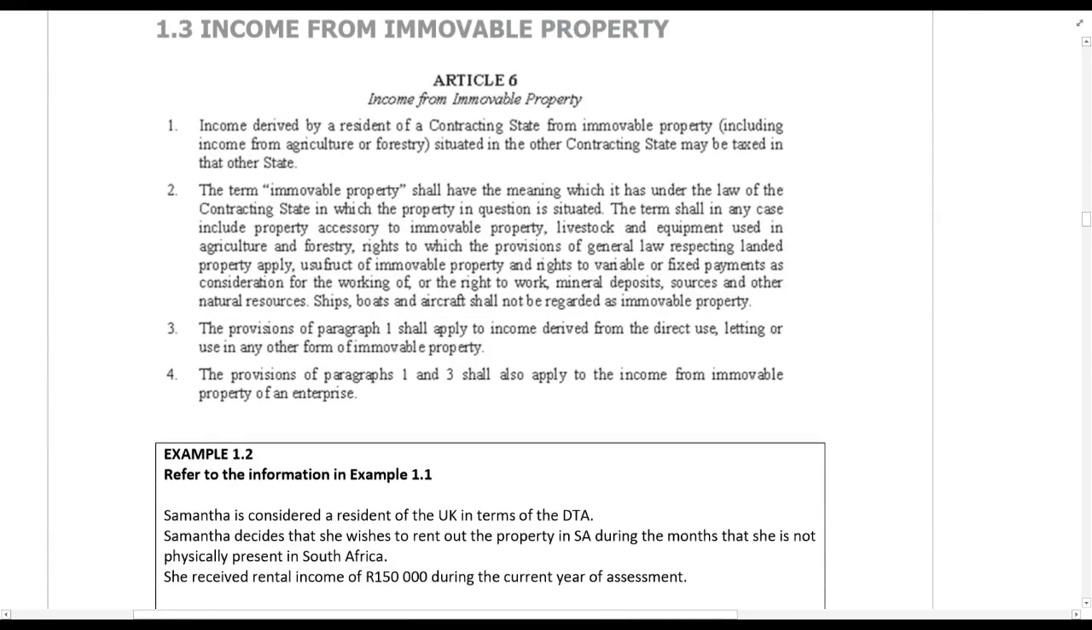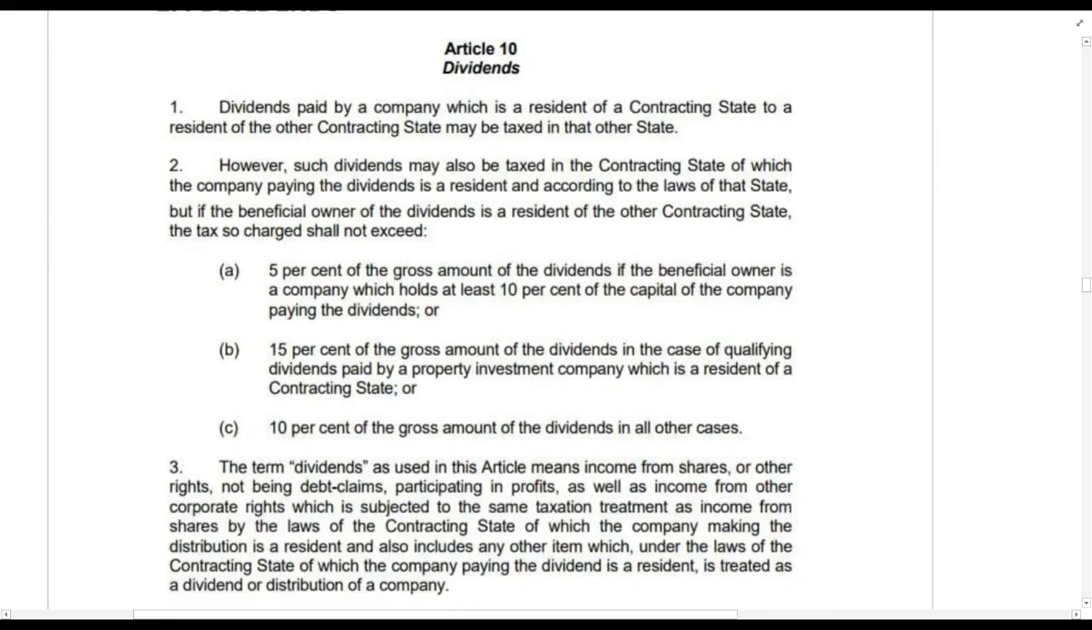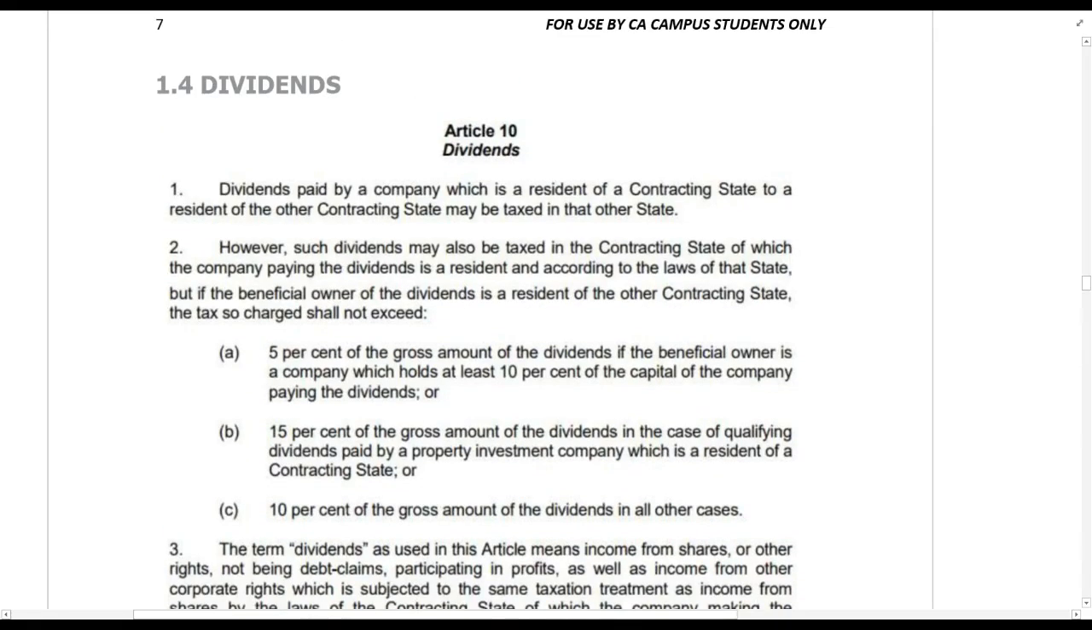Right, income from immovable property, guys. You can work through that one. I want to get to a little bit more challenging one. And let's look at Article 10, dividends. All right. So now I want you to see how to read it when you see a lot of these contracting state and other states here.